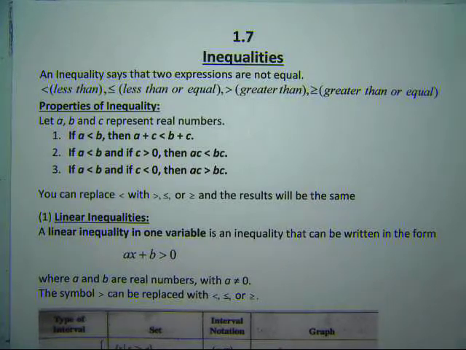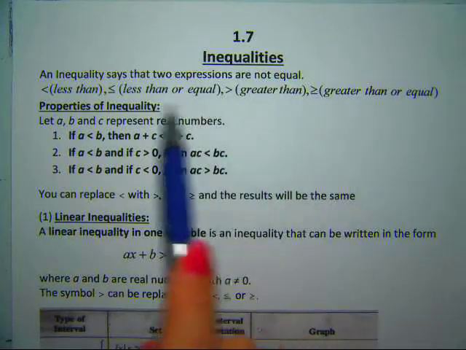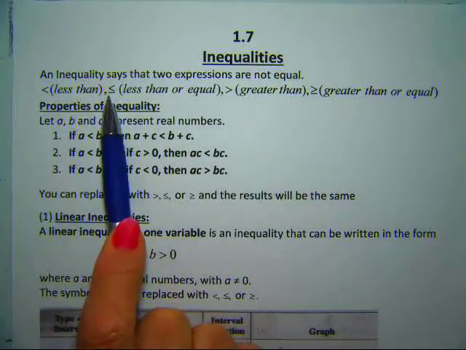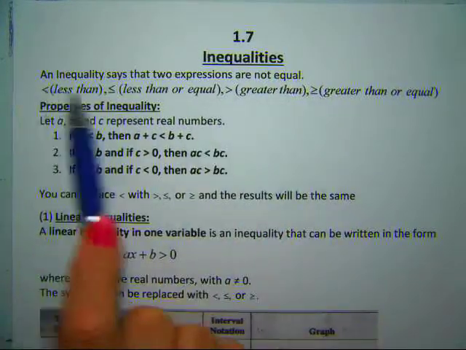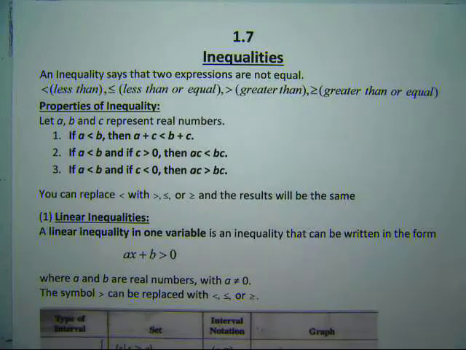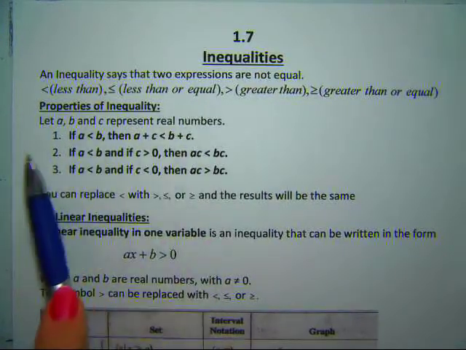In 1.7, we are going to move from equations to inequalities. When we say inequalities, we do not mean x is not equal to 2. That's not an inequality. For it to be an inequality, we need to specify if it is a less than or equal, a greater than or equal. So you need to get familiar with those signs. And we have properties of inequalities.